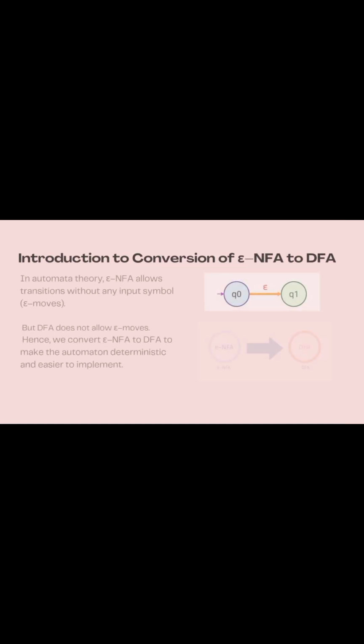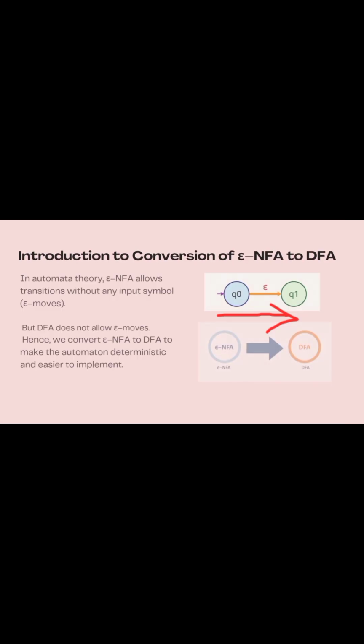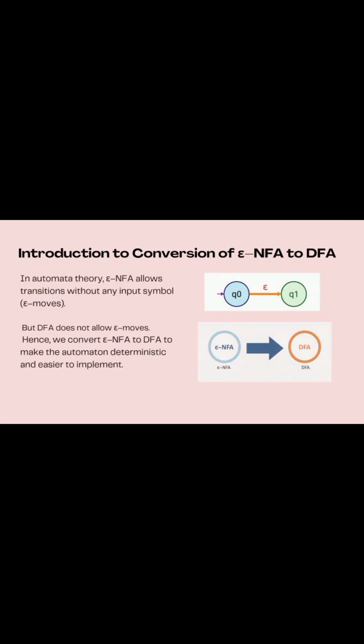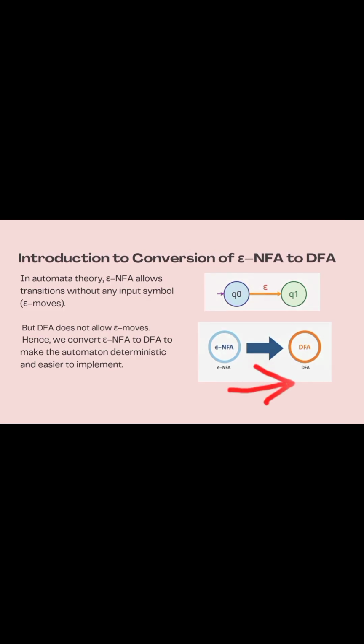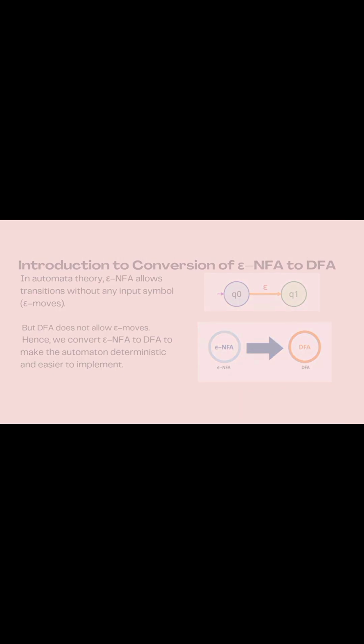An epsilon NFA is a non-deterministic finite automaton that allows a transition without reading any input symbol. These are called epsilon moves. But a DFA does not support epsilon moves. So to make the automaton fully deterministic and suitable for implementation, we convert an epsilon NFA into an equivalent DFA.